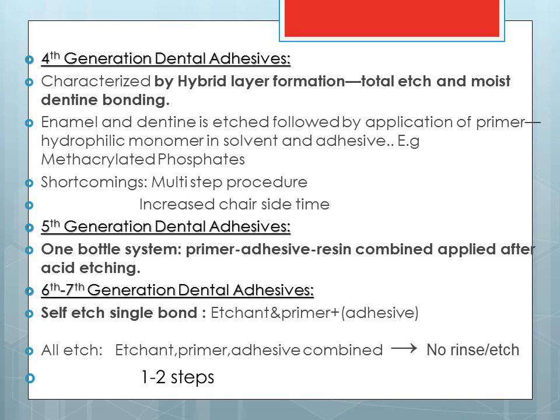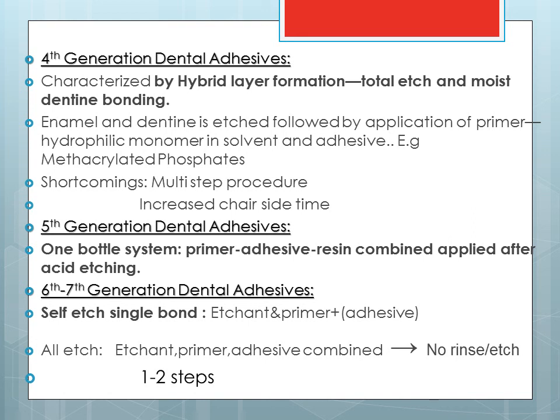Now the sixth and seventh were even more simplified. They came in two types: self-etch single bond and all etch. Now the self-etch single bond contained everything in one bottle: the etchant, the primer, and the adhesive. So this was all in one bottle. It was just a two step. You apply the single bottle, you wash it, you cure it, and it is ready to receive the composite filling. Now all etch, again, etchant, primer, adhesive combined, no rinse etch.